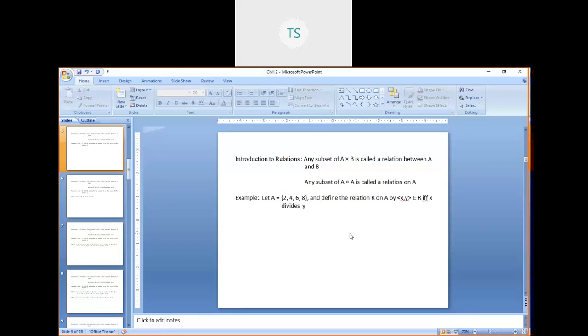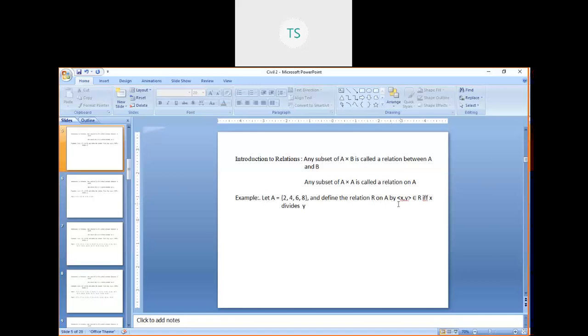Now, I have a set A whose elements are 2, 4, 6 and 8, and I define the relation R. This capital R represents the relation, not the set of real numbers. So define the relation R on A. Why A? Because the set is A. If I name this set as B, I will say define the relation R on set B. But here it is set A, so I have written set A.